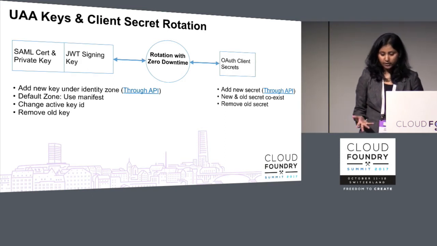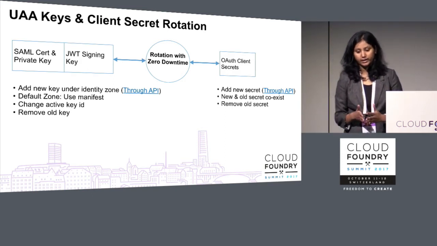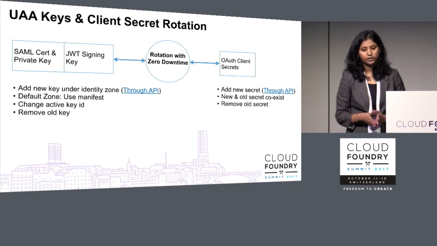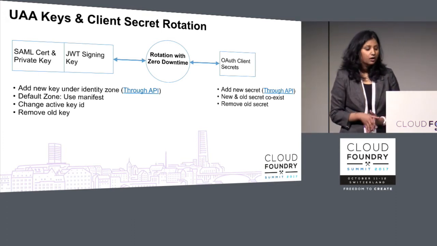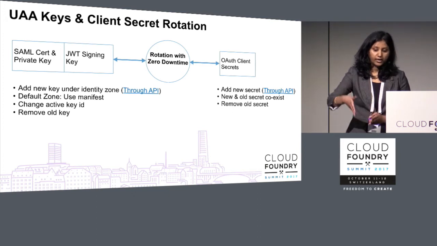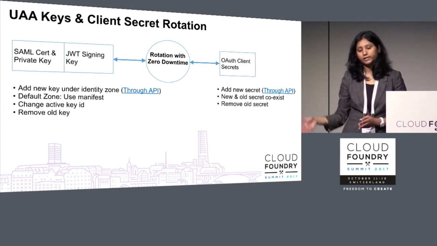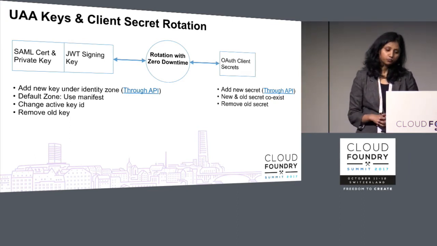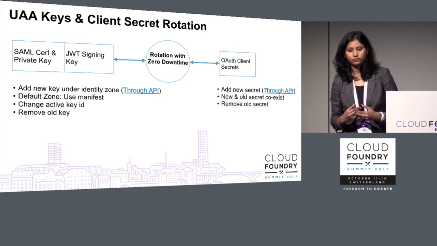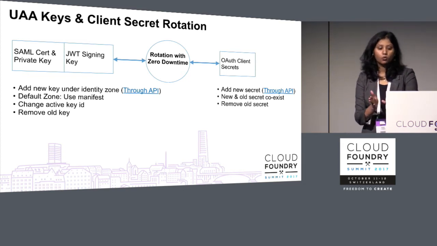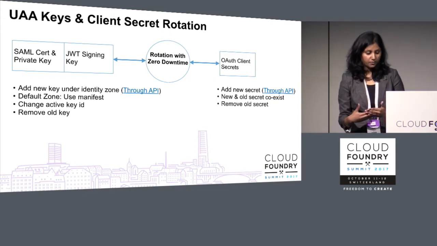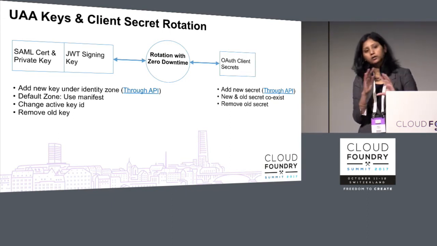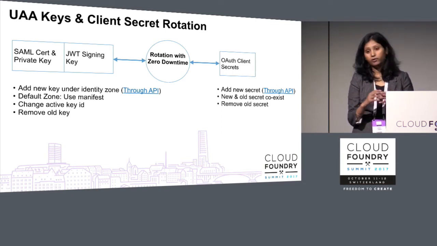UAA relies for its functioning on different key material. For example, tokens are signed with a key, and if UAA is acting as a SAML identity provider or as a relying party, it needs to sign outgoing authentication requests or sign assertions. These keys, prior to this functionality, were not rotatable, or even if they were rotated out, you would face downtime. So the way we implemented this feature is you add your new key, and this can be added via the API.